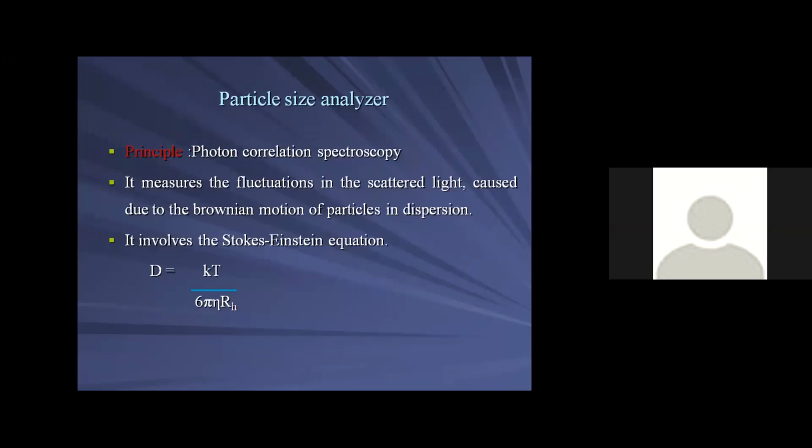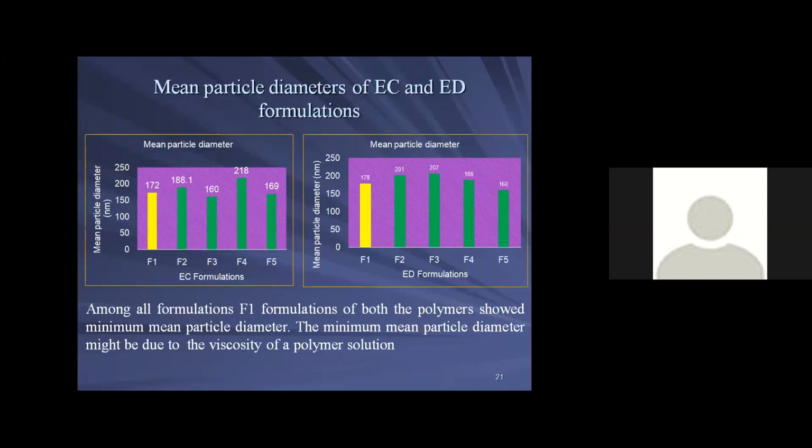The next parameter we have seen is mean particle diameter, which was determined by particle size analyzer. On comparison, this is the ethyl cellulose formulation, and this is the other polymer formulation. Among the 5 formulations of EC, formulation F3 gives a mean particle diameter of 160 nanometers. Among the 5 formulations of the other polymer, F1 with 178 nanometers is considered the best one.